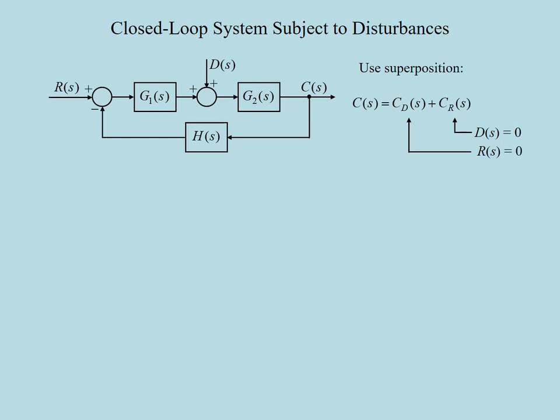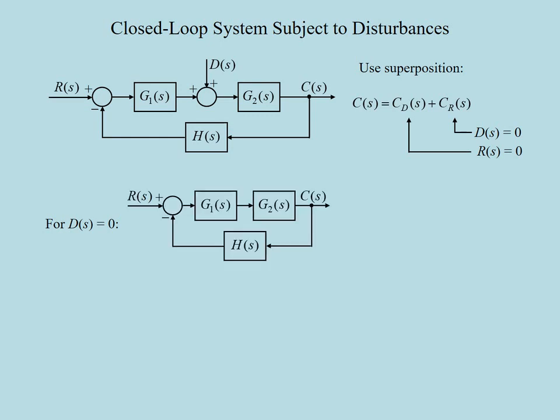First, consider the case where D of s is equal to 0 and redraw the block diagram. Remembering that the closed-loop transfer function can be obtained as the feed-forward transfer function divided by 1 plus the open-loop transfer function, we can write the ratio C sub R to R as G1 times G2 divided by 1 plus G1 G2 H.